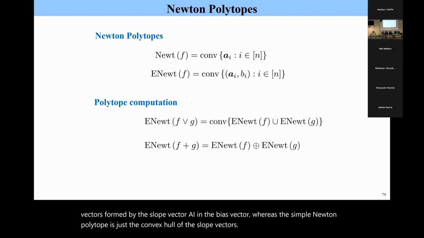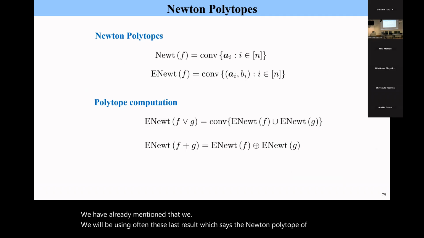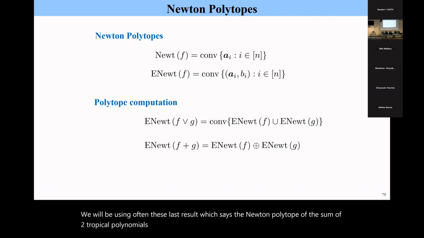What happens now to the Newton polytopes when we sum or we max these tropical polynomials? We have already mentioned that. We will be using often this last result, which says the Newton polytope of the sum of two tropical polynomials is the Minkowski addition of the two individual Newton polytopes.